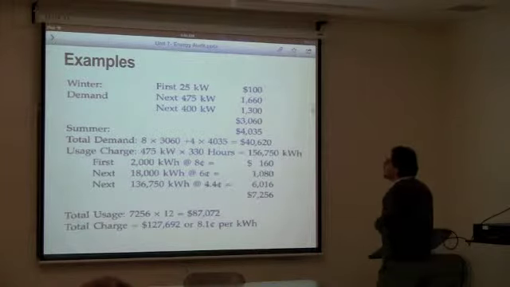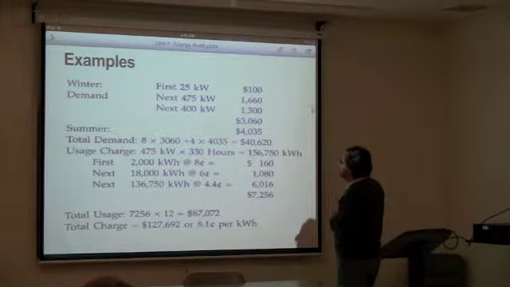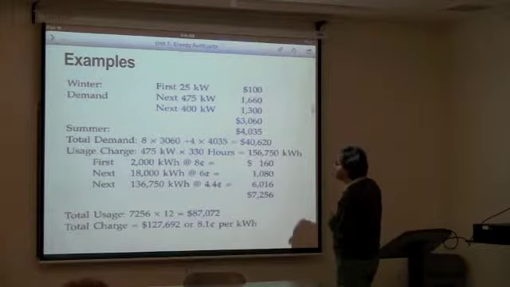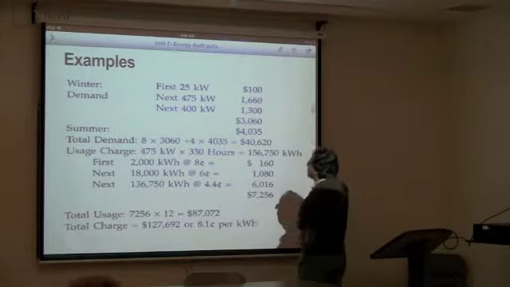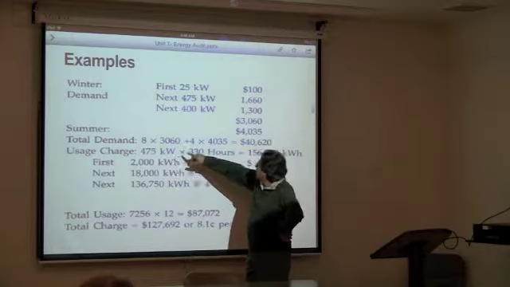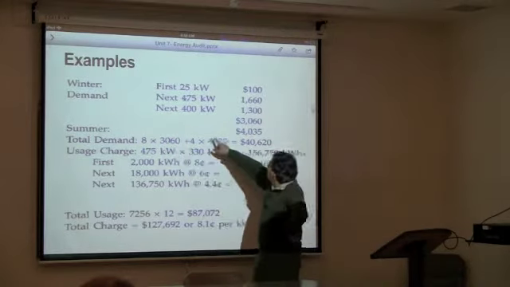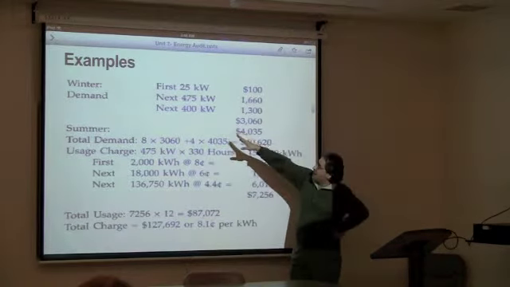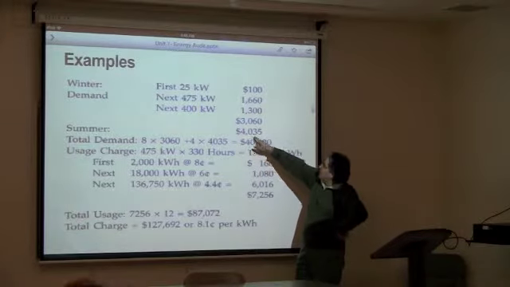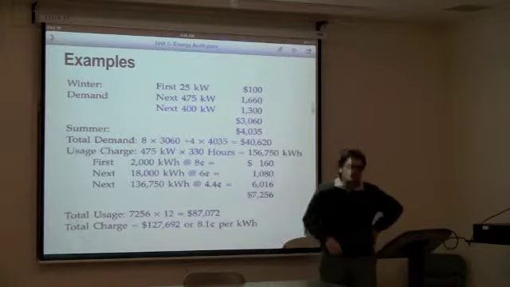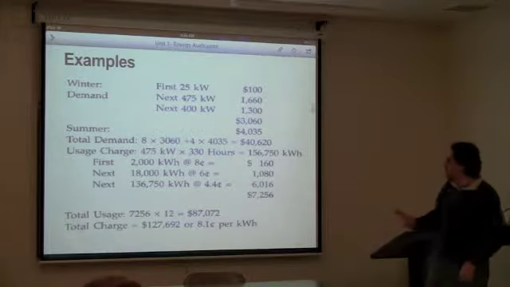In summertime, this demand could have a different way of calculating. The rate could be different basically. In the summertime, when I calculate my demand based on the rate that was given to me, I calculated about $4,035. Right? So that's only the demand one.